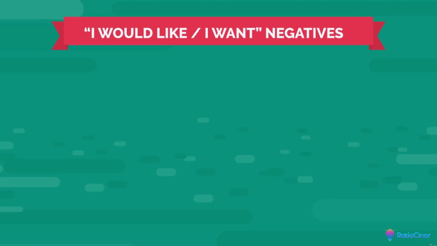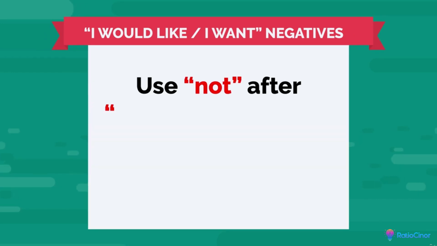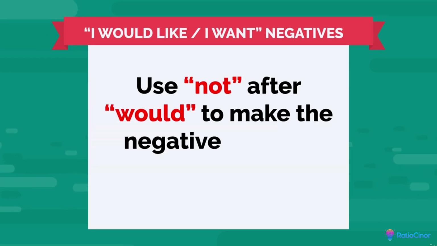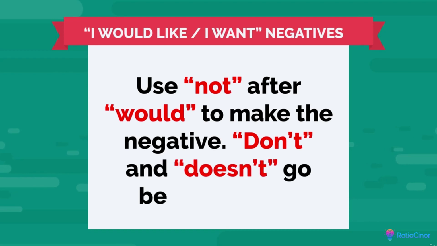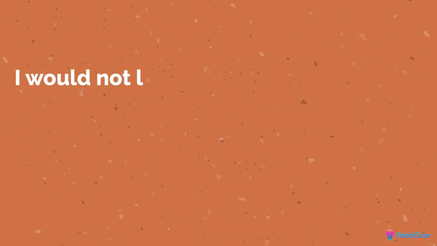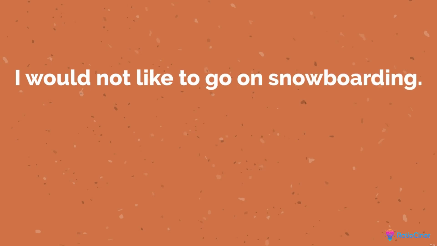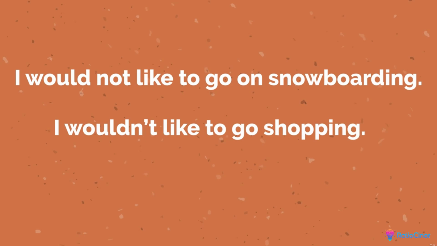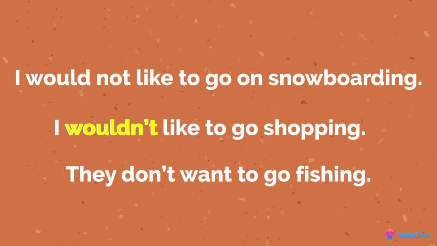I would like, I want negatives. Use not after would to make the negative. Don't and doesn't go before want. I would not like to go snowboarding. I wouldn't like to go shopping. The contracted form of would not. They don't want to go fishing.